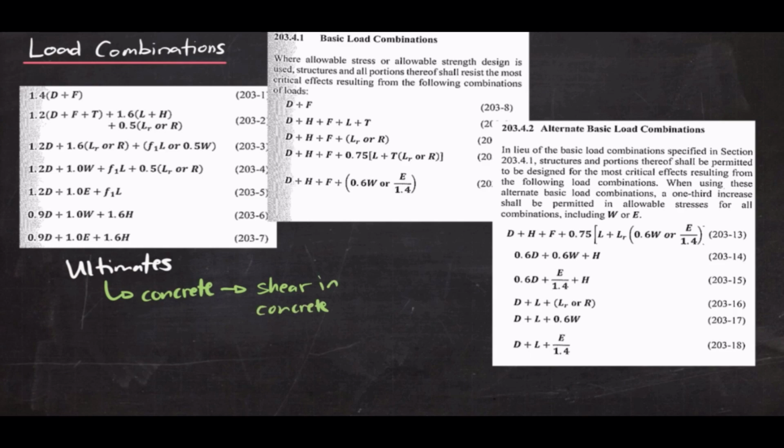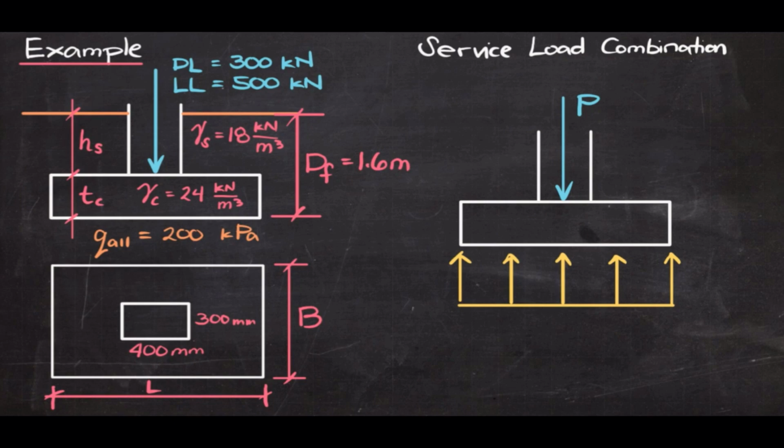We also have the basic load combinations and the alternate basic load combinations. These are serviceability combinations, so service loads. We use them when we are checking for allowable values like the allowable soil bearing capacity, allowable settlement, and others. As an example for this lesson, let's look at this situation.